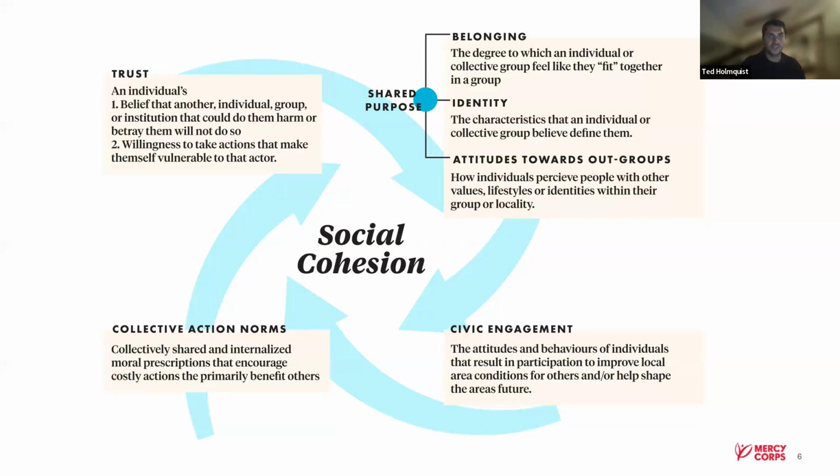And so we put this definition in action by focusing on six measurable dimensions: trust, collective action norms, and civic engagement, along with three dimensions that collectively make up shared purpose. And those three dimensions were belonging, shared identity, and attitudes towards other groups. And one of the things that came up among these different clusters of dimensions was this idea of social cohesion referring to a social glue, which comes up again and again in a jargon-free definition of the term.